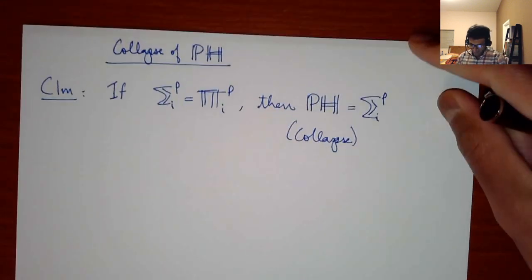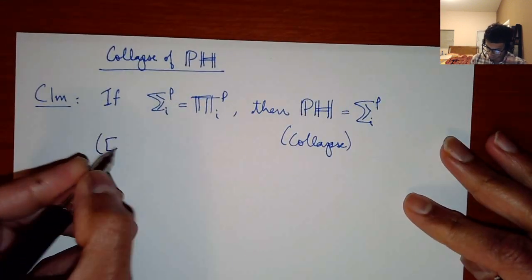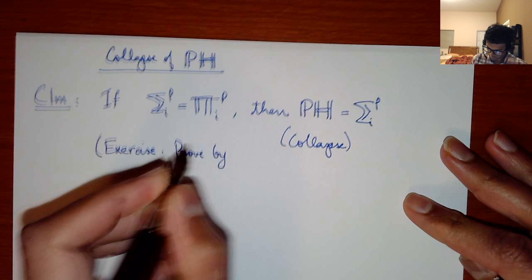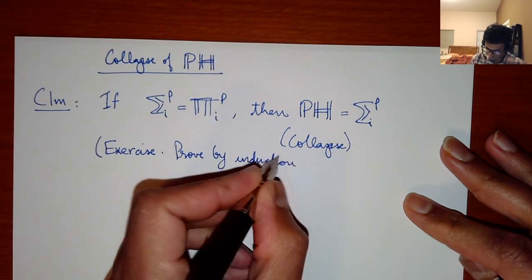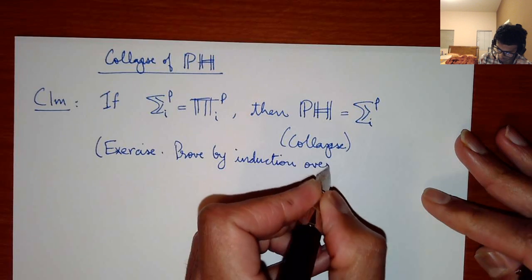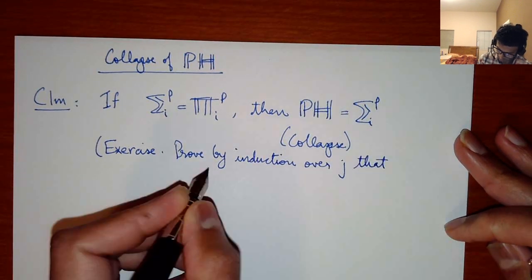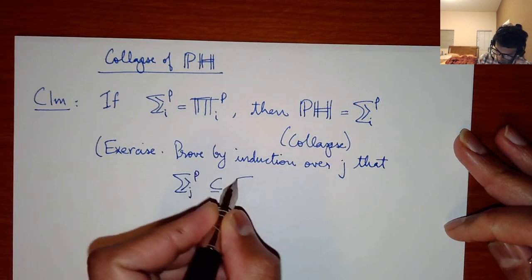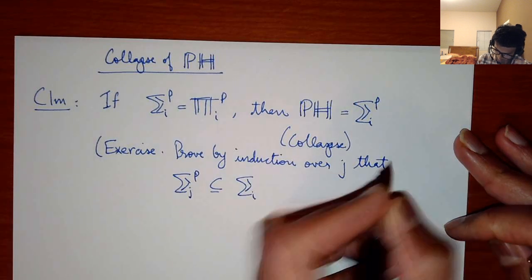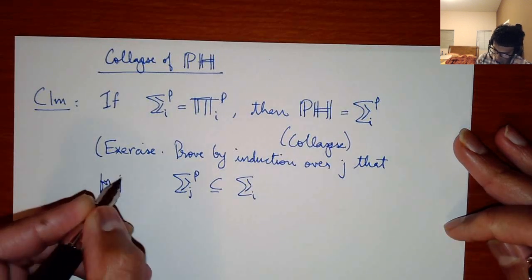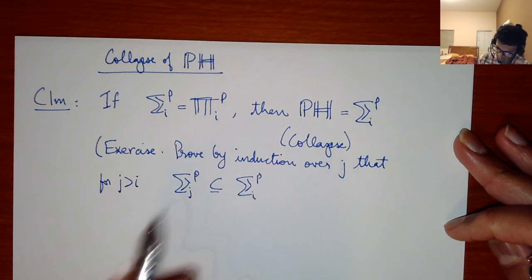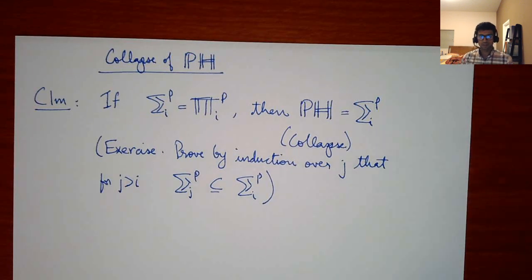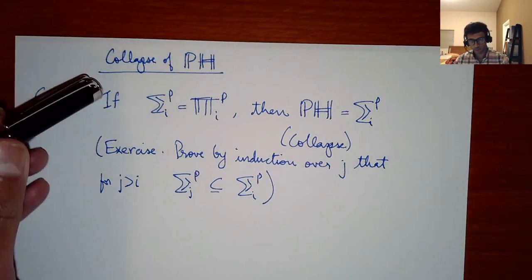So this I leave as an exercise. You can prove by induction over j that sigma j is going to be contained in sigma i, for j greater than i. You can prove this by induction, and indeed there's a version of this exercise that I've given in the homework, and this is called the collapse of the polynomial hierarchy.